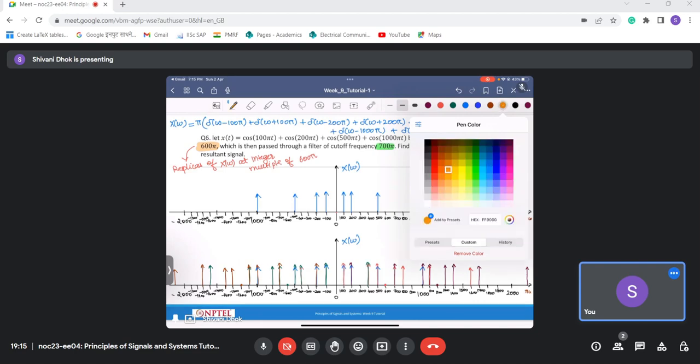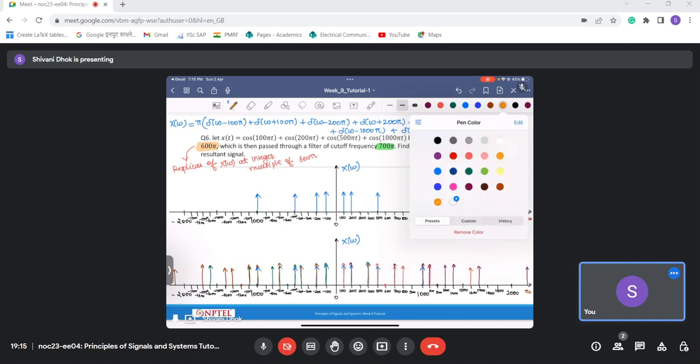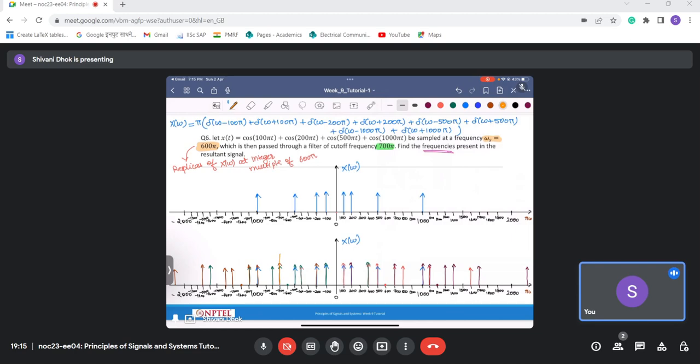So let's say this is, okay, something like this. So this is my low pass filter, and if I just focus on the positive frequencies, the frequencies present are 100 pi, 200 pi, 400 pi, 500 pi, and 700 pi. So these are the frequencies that are present.